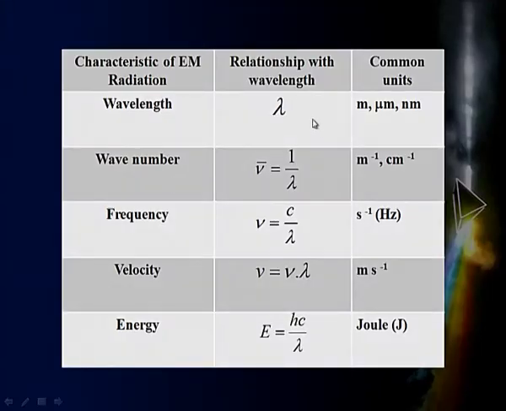This table summarizes all the characteristics we talked about. Wavelength in terms of lambda, units of meter, and so on. Wave number is the inverse of wavelength, again in meter inverse. Frequency is equal to c by lambda. Velocity is nu into lambda. Energy is h c by lambda. So, we see that the wavelength is the most crucial component. All the characteristics are related somehow to the wavelength. That is the most fundamental characteristic of the wave, electromagnetic radiation.